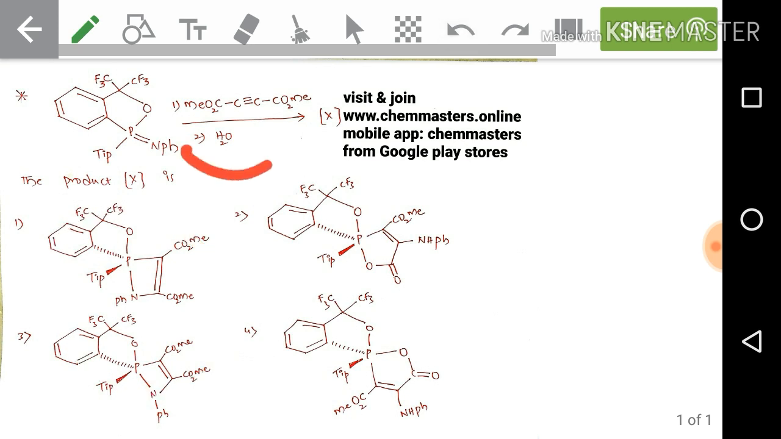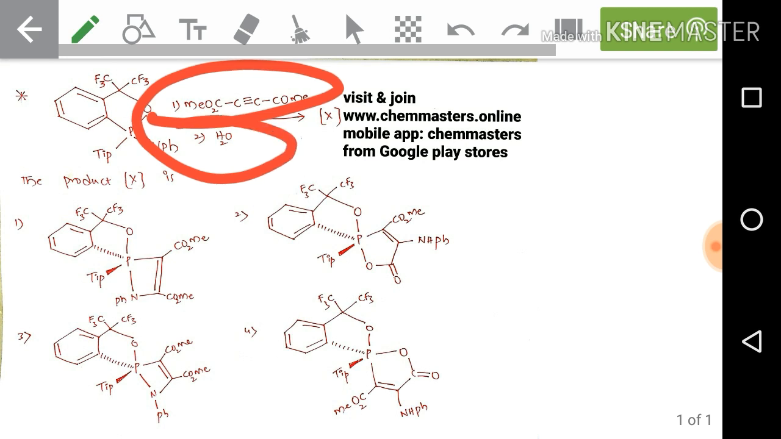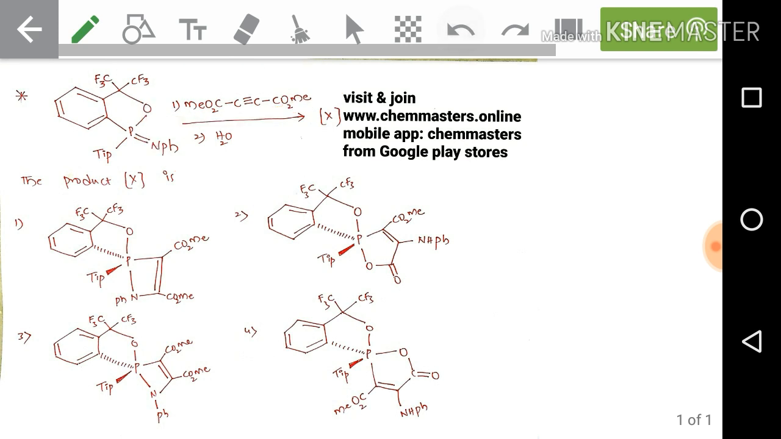Then what is the work of the water molecule here? We have mentioned two conditions in the reaction: the first is DMAD and the second is water. Then what is the work of water here? One should think deeply from the basics.